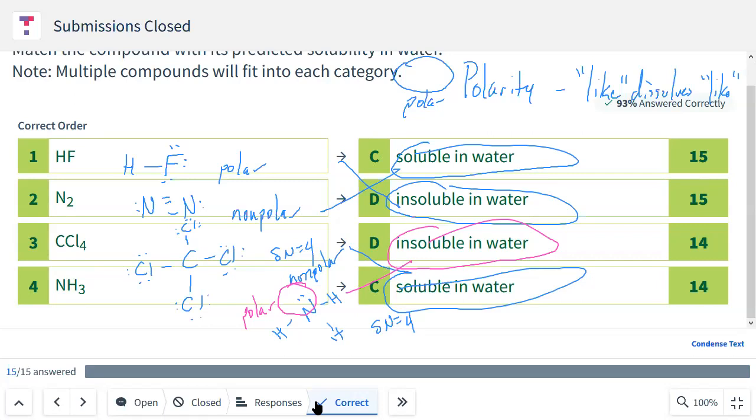And it looks like most of us are on the right track there. So good. Any questions about that before we move on?